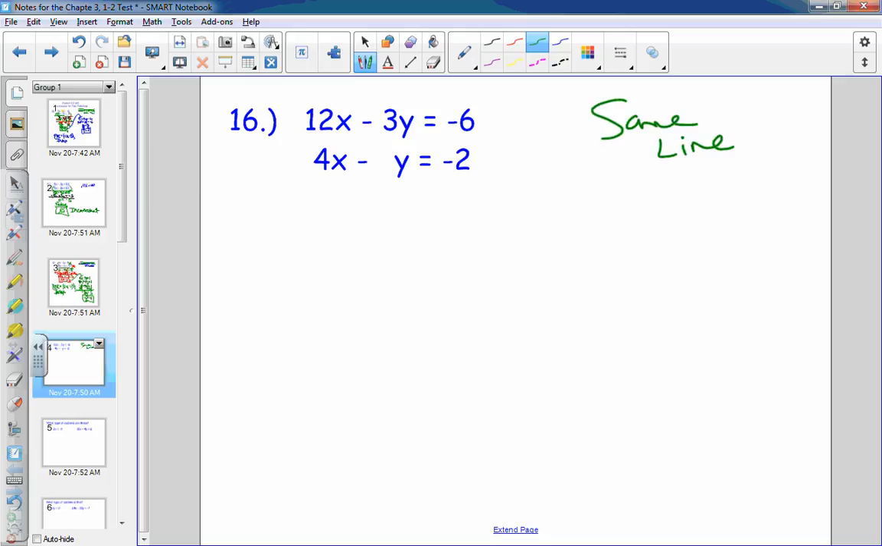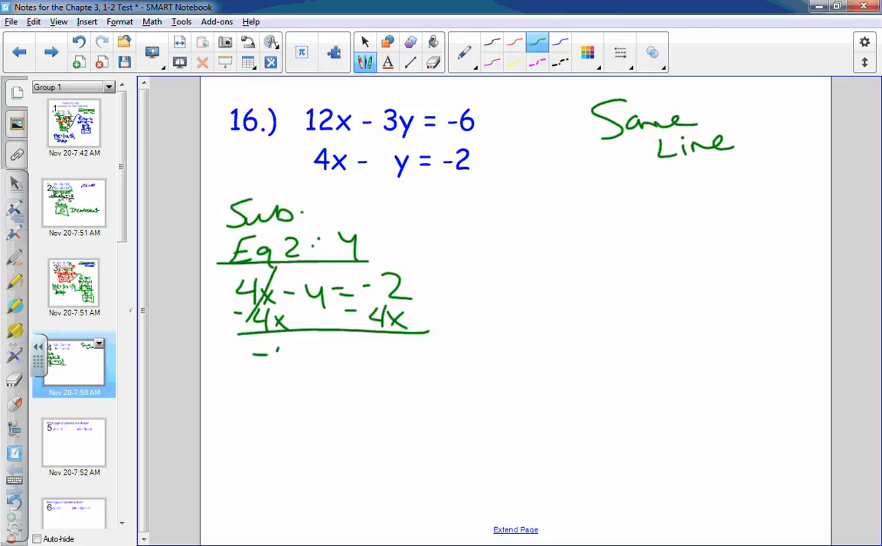Now, let's say you had no idea that that was what was going to happen. How do you go about finding the solution of this? Well, I'm going to use substitution, and I'm going to take equation 2 and solve it for y. So that's going to be 4x minus y is equal to negative 2. If I go ahead and subtract 4x from both sides, I get negative y is equal to negative 4x minus 2, and divide each term by negative 1. y is equal to positive 4x plus 2.